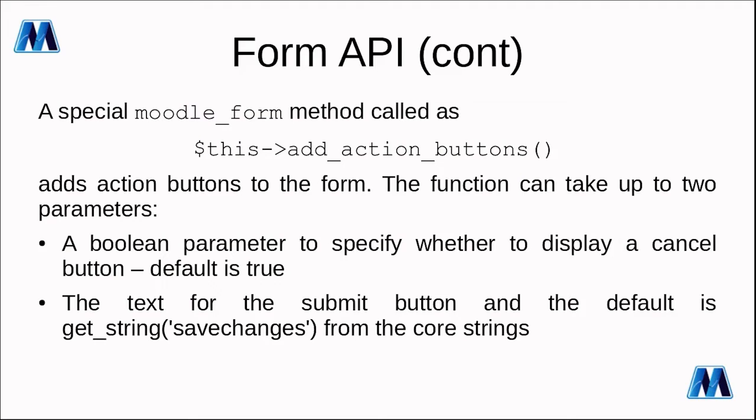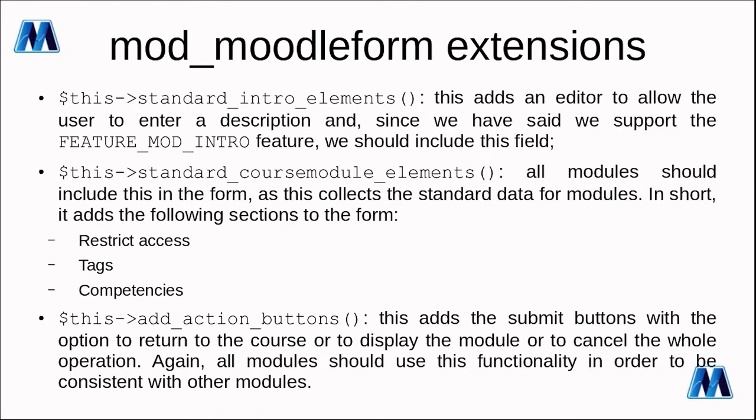The function takes 2 parameters: whether to display a cancel button, which defaults to true, and the text for the submit button, which defaults to save changes from the core strings. For modules, instead of extending the Moodle form, we have the mod_Moodle form extension. So our forms extend that class rather than Moodle form itself, and that has some additional methods that relate to course modules.